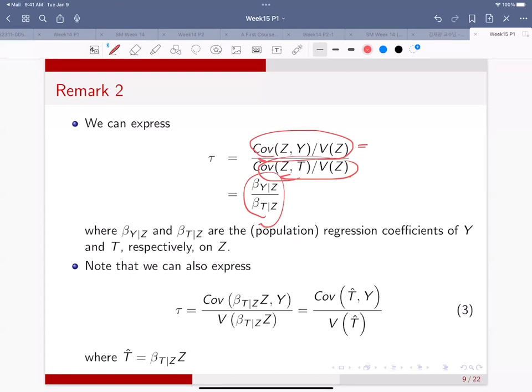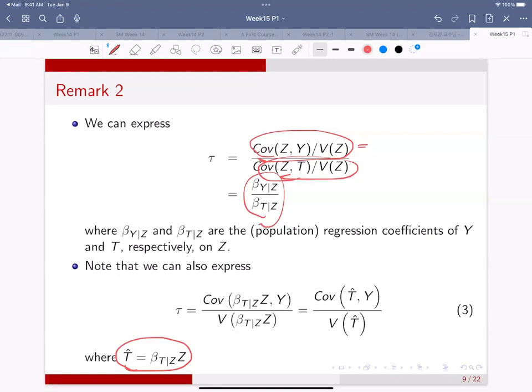And then this one itself is not really clear what it means, but once you see that, you can define t hat to be the predictor of t using z, right? So t hat is a predictor. You use the regression of t on z, and then apply it to z. Then this is a prediction of t.